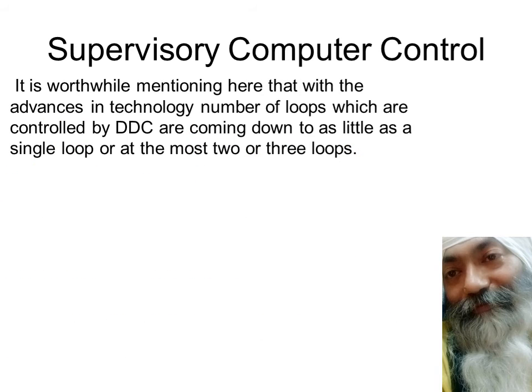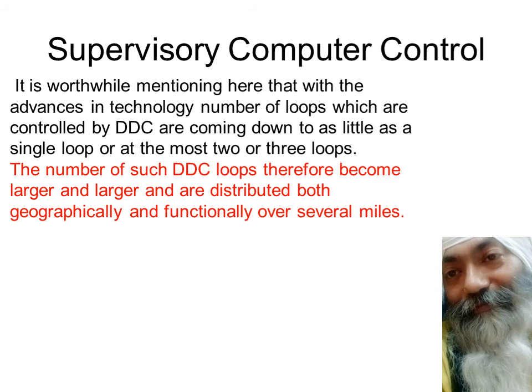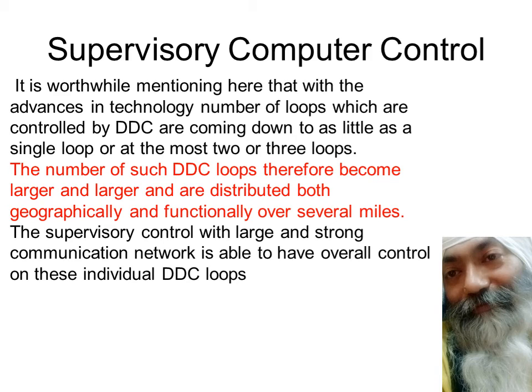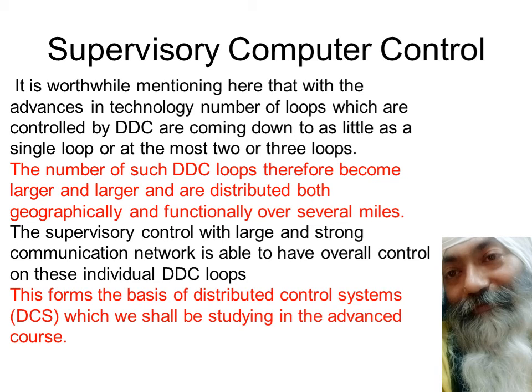So all these DDCs are placed under another computer. We have a supervisory control, and these DDCs can be distributed over geographically different locations. They can be distributed functionally, and this distribution can be over several miles. So we have a supervisory control with a large and strong communication network, which is able to have an overall control on these DDCs, and this is what forms the basis of what we'll be studying in the advanced course about distributed control systems, which we shall be studying, I'm again saying, in the advanced course.